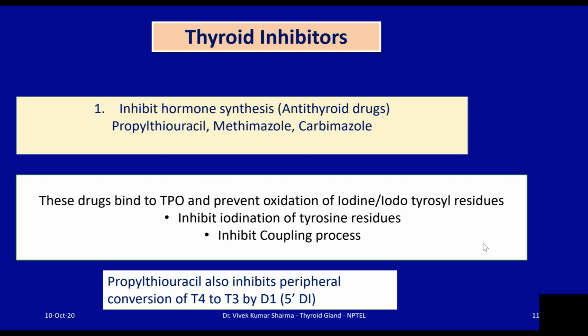In case of hyperthyroidism, we give various drugs, and these are called thyroid inhibitors. Group 1 are those drugs that inhibit hormone synthesis, which are also called anti-thyroid drugs. The major ones are propylthiouracil, methimazole, and carbimazole. The mechanism of action is that these drugs bind to the thyroid peroxidase enzyme and prevent the oxidation of iodide. They also inhibit the iodination, and they also inhibit the coupling process. Specifically, propylthiouracil inhibits the peripheral conversion of T4 to T3 hormone by inhibition of the D1 enzyme.